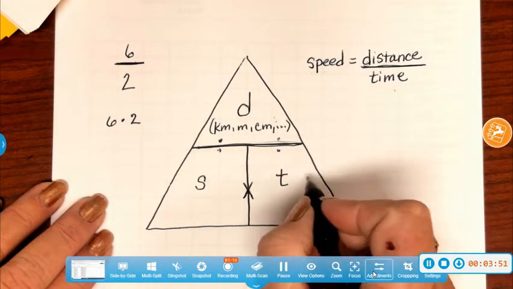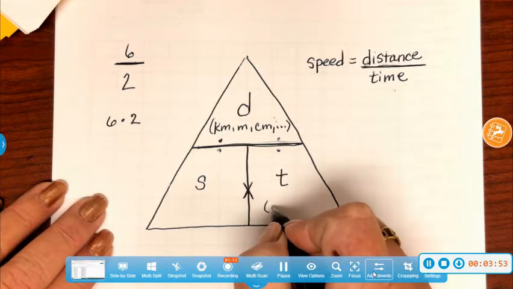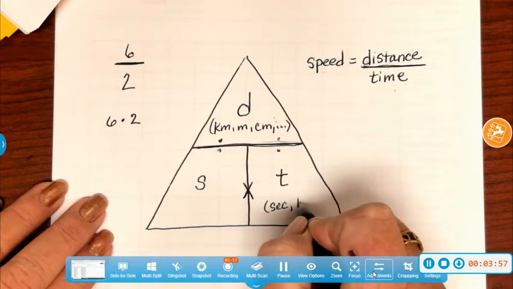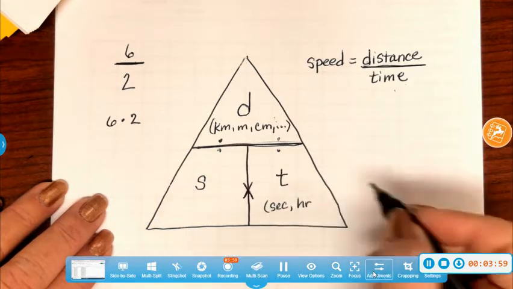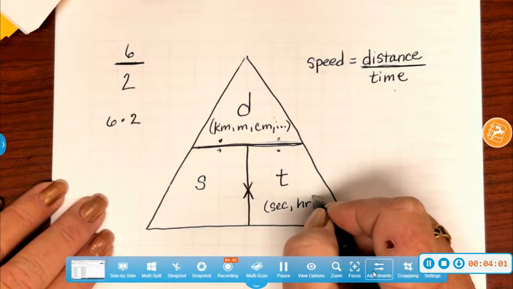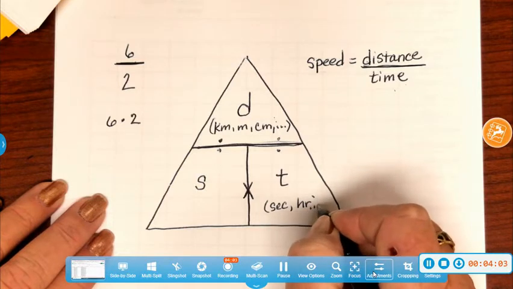What units do we use for time? Seconds, days, hours. Right. Usually for us it's going to be probably seconds or hours, but there are other ones you could put in here.